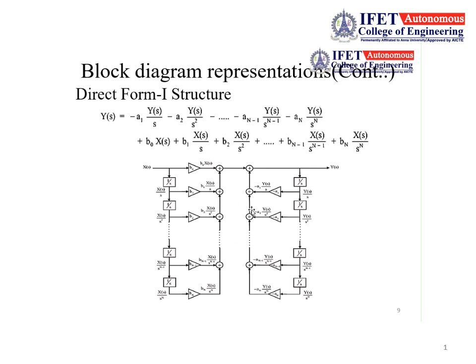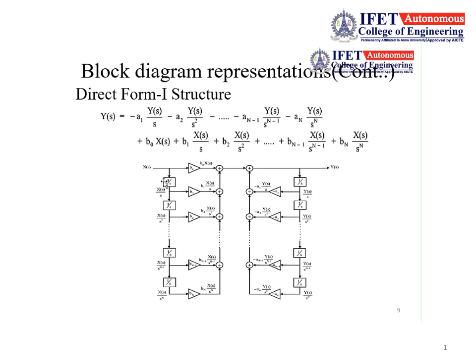this can be represented as a block diagram like this. Here you see x of s is the input. On this input side, the representation is b0 into x of s. So x of s is multiplied with b0, and it is added in this adder. The next term is b1 x of s divided by s.